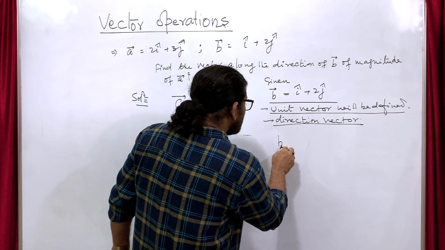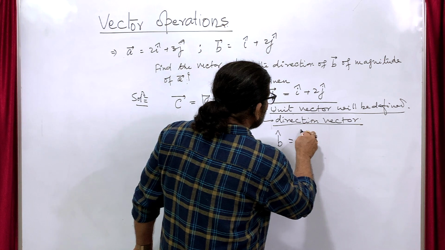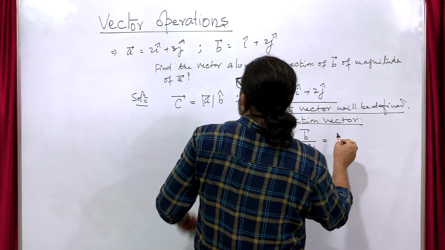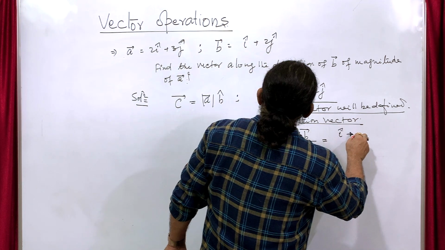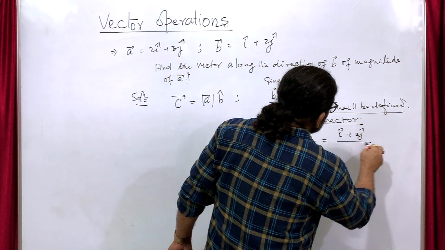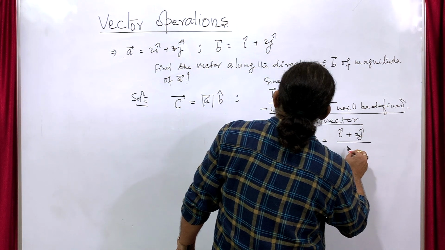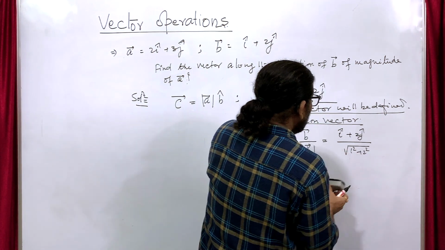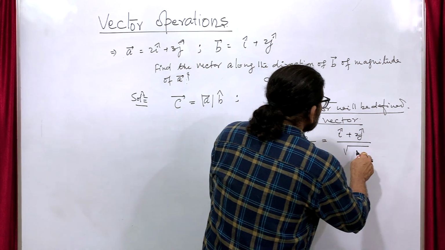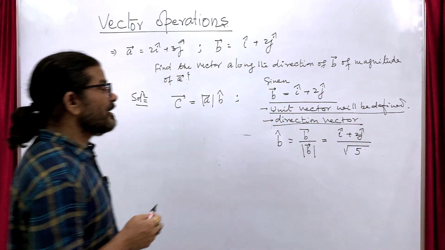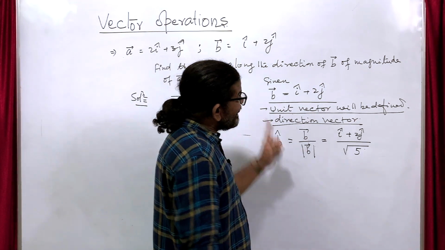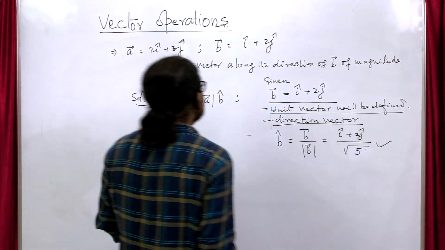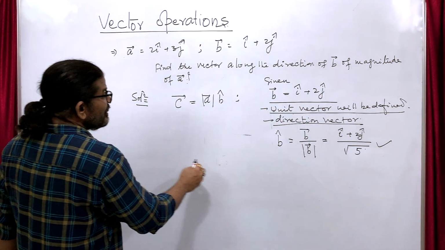So now the unit vector here, if I am writing B cap, will be equal to vector B by its magnitude. B vector is given as i cap plus 2j cap divided by its magnitude, which is square root of 1 square plus 2 square, and this is coming equal to root 5. So the unit vector, or the direction vector, along the vector B can be represented by this.